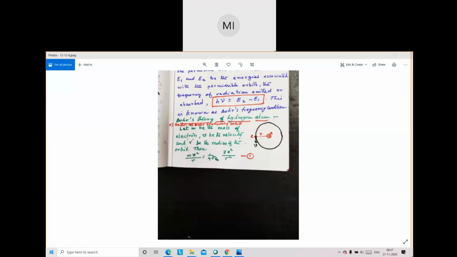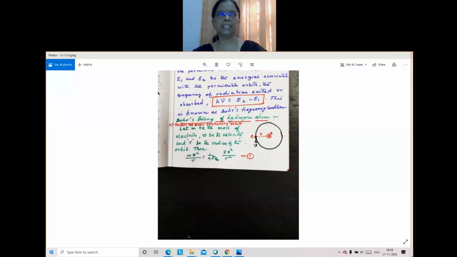6 പ്രോട്ടോൺ ഉണ്ടെങ്കിൽ ആ ന്യൂക്ലിയസിന്റെ ചാർജ് എന്തായിരിക്കും? ഒരു പ്രോട്ടോണിന്റെ ചാർജ് എന്താണ് നമ്മൾ എടുക്കുന്നത്? പ്രോട്ടോണിന്റെ ചാർജ് പോസിറ്റീവ്.